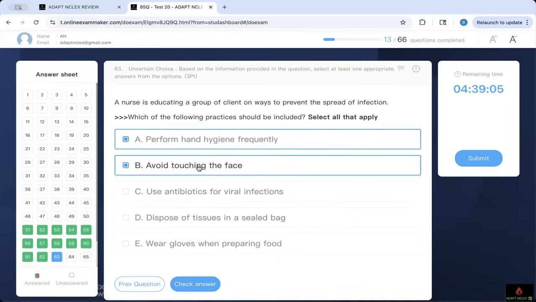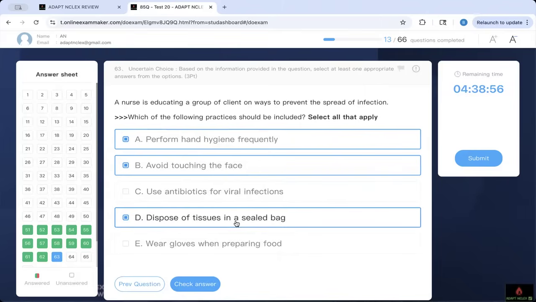And then don't touch your face. Antibiotics do not prevent infection for viral. Viral, you don't need antibiotics. And dispose of your tissue in a sealed bag. Wear gloves when preparing food? You shouldn't wear gloves when you're preparing food.